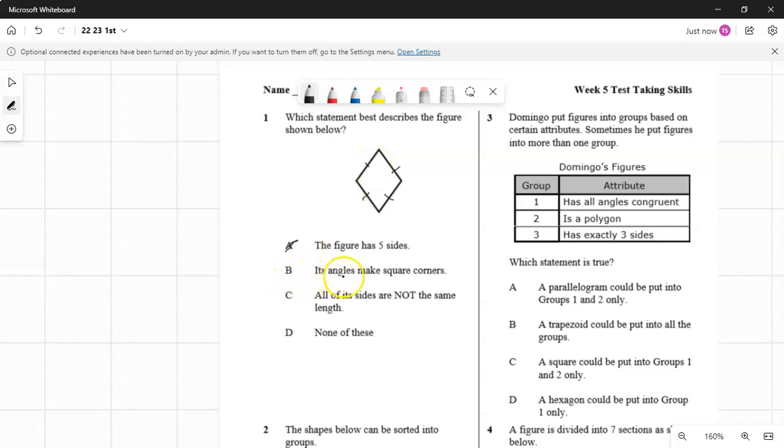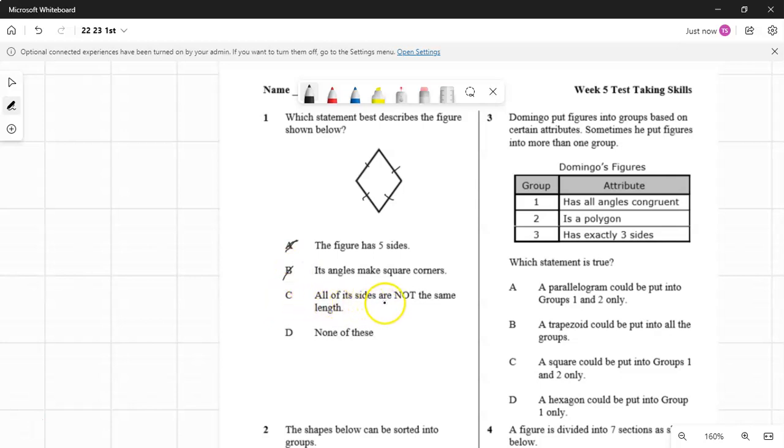B, its angles make square corners. I can see that angle right there does not appear to make a square corner. That's an acute angle, and that's an acute angle. And this appears to be an obtuse angle, and that's an obtuse angle. So that's not true. B is not true.